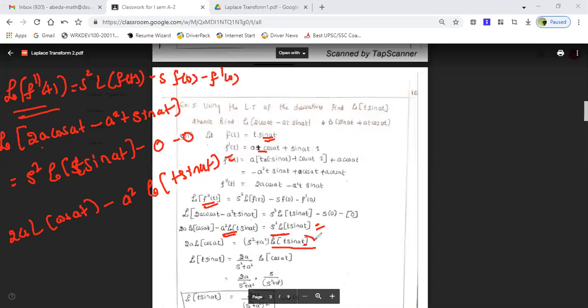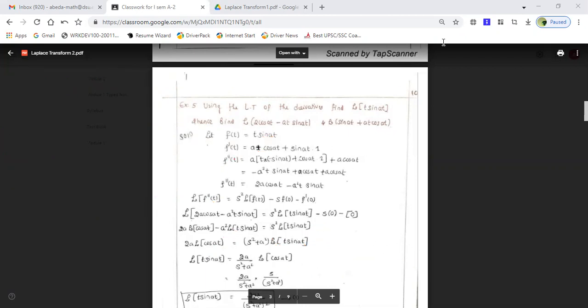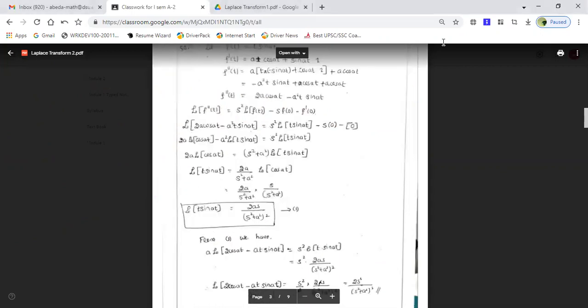Okay, so I am interested in this Laplace transform. But I know already what the cos at Laplace transform is. It is 2a upon s square plus a square into Laplace transform of cos at. So, what is Laplace transform of cos at? It is s upon s square plus a square. So, the whole answer will be 2as upon s square plus a square the whole square. So, this is the Laplace transform of t into sin at. So, I have got the Laplace transform of t into sin at. Let me take this as equation 1 now.